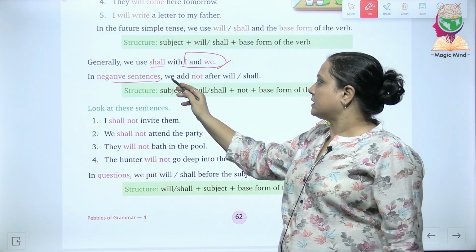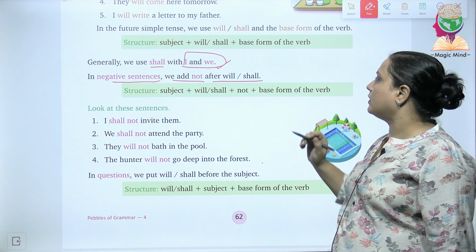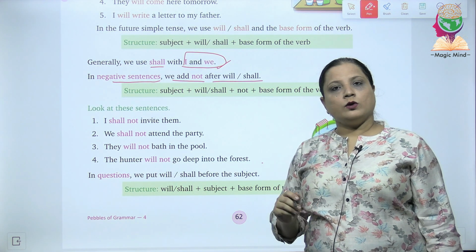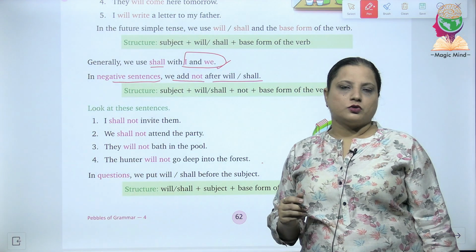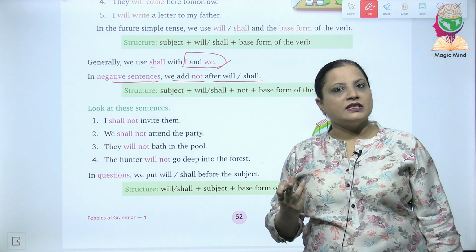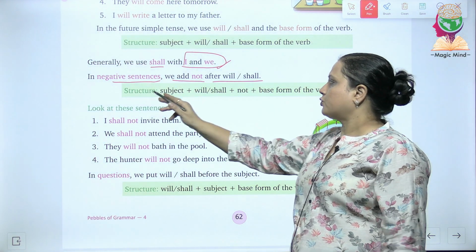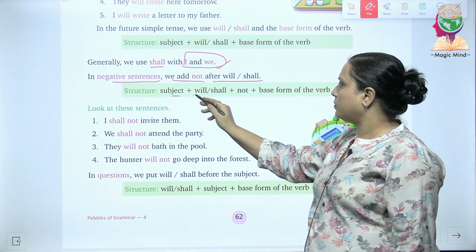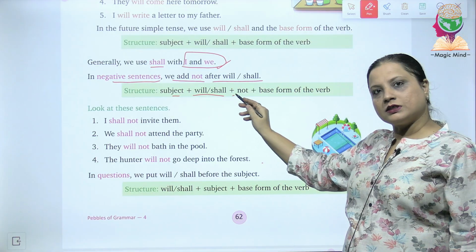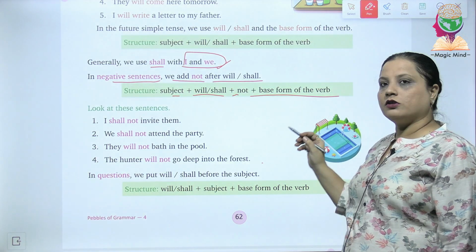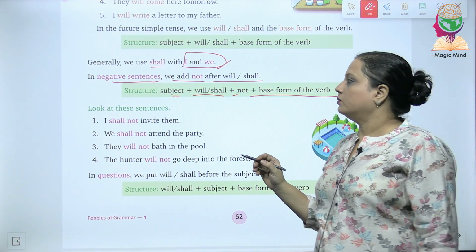In negative sentences we add not after will and shall. हम will और shall के बाद not यूज करते हैं कब? Negative sentences में. Structure: subject plus will or shall plus not plus the base form of the verb.